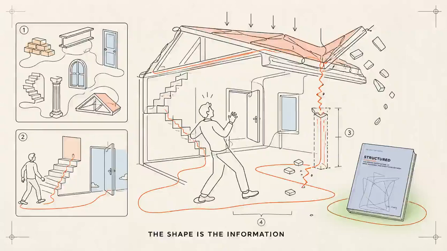The shape is the information. And if that sounds abstract, imagine walking into a building where every brick, beam, door, and window is still present, but someone has rearranged them at random. Nothing is missing. Yet the staircase leads into a wall, the doors open onto empty air, and the roof has lost the columns that held it up. You still have all the parts. You no longer have a building.